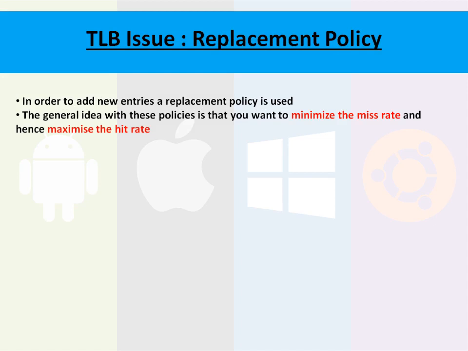Now, in order to add new entries, a replacement policy is used, and the general idea with these policies is you want to minimize the miss rate and hence maximize our hit rate. There are quite a few different approaches that you can use: LIFO, FIFO, even random has its benefits in that it's really simple to implement, but maybe not as good at maximizing hit rate. And LRU. LIFO is just last in, first out. FIFO is first in, first out. And LRU is what we're going to be looking at now as our best solution.